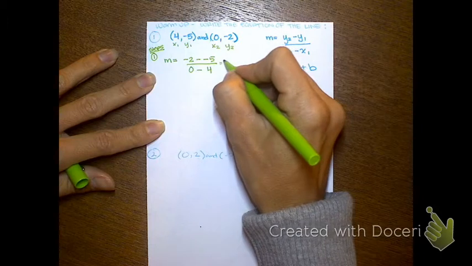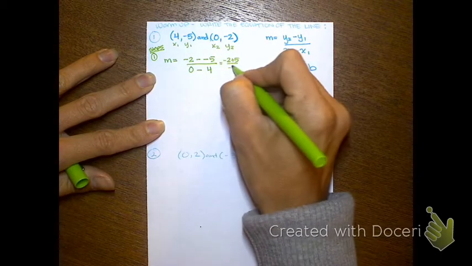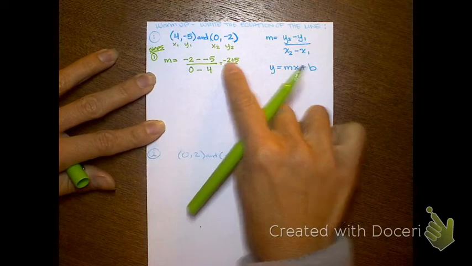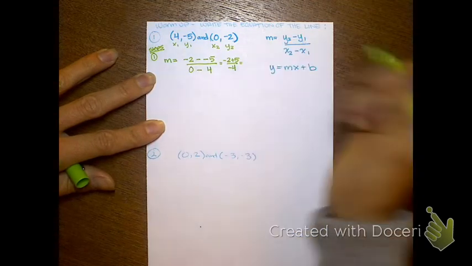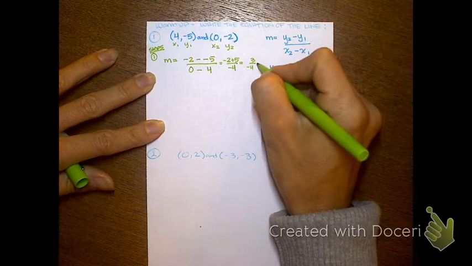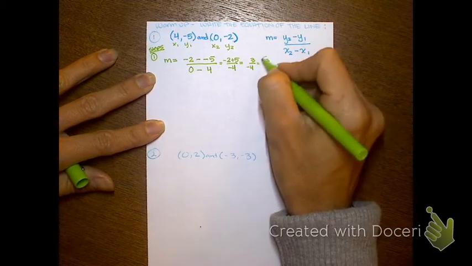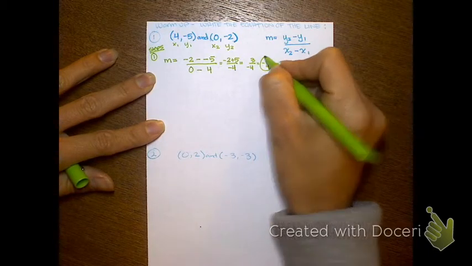This is making -2 plus 5. Down on the bottom just makes -4. What is -2 plus 5? 3. So I have 3 over -4, which is really just -3/4. Does that make sense? Okay, that's my slope.